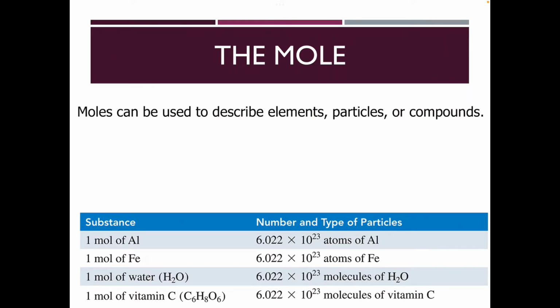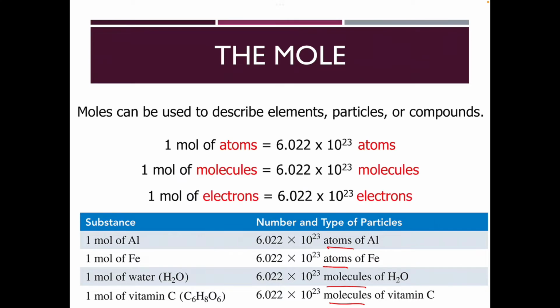So moles can be used to describe elements, particles, or compounds. Typically, we will use it to mean atoms or molecules. Those are the two applications of it in this class. So if you have a mole of atoms, that's saying you have 6.022 times 10 to the 23rd atoms. Just like saying if you have a dozen eggs, that means you have 12 eggs. Okay, it's the same thing. 1 mole just means 6.022 times 10 to the 23rd of whatever it is.